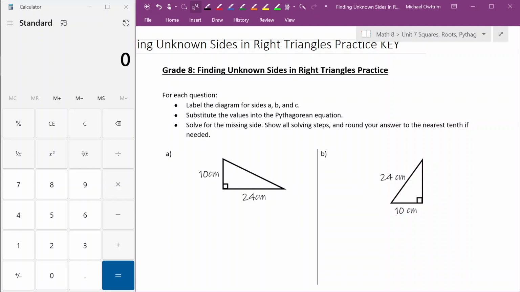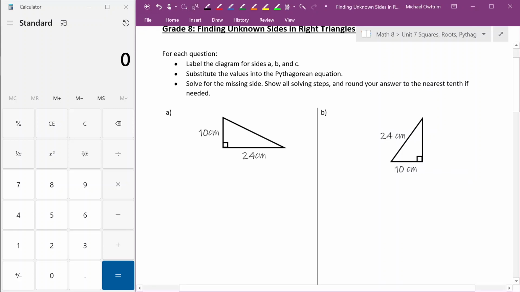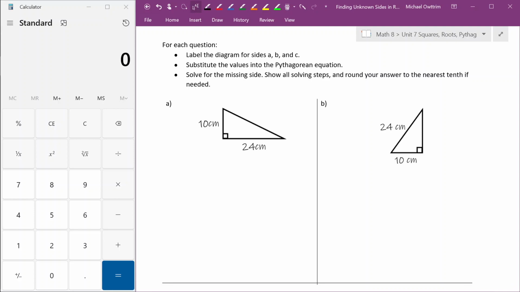Hello class, today we are looking at our finding unknown sides in right triangles practice. So we're asked for each question to label our sides A, B, and C, substitute our values into the Pythagorean equation, which of course is our a squared plus b squared equals c squared, then to solve that equation for the missing side, showing all solving steps and rounding our answer to the nearest tenth if needed. This is a calculator unit, so I do have my calculator available for me to assist with any calculations.